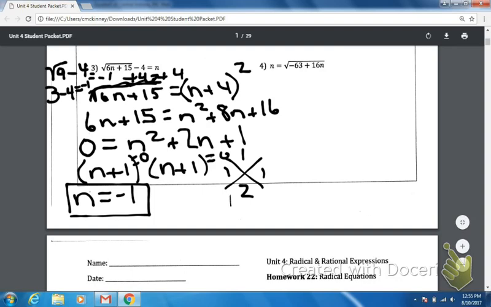I do have one question. How did you get the 9? 6 times -1 is -6 plus 15. So that's just when I'm plugging the -1 back into the original equation to see if it works. Okay. All right.